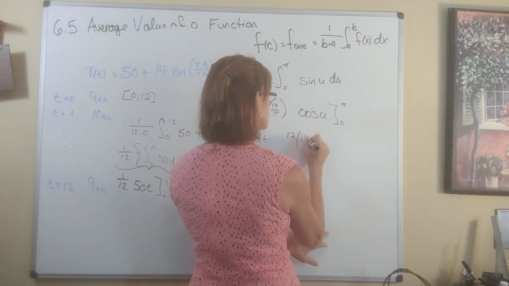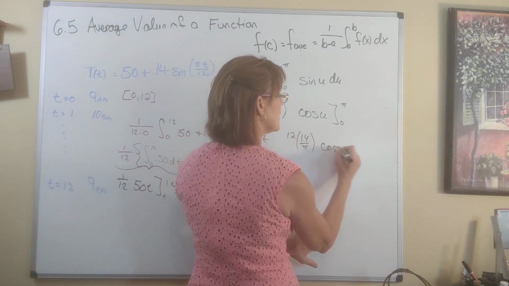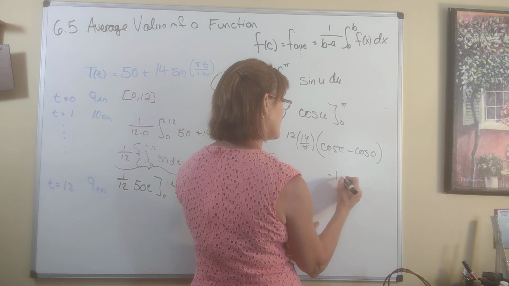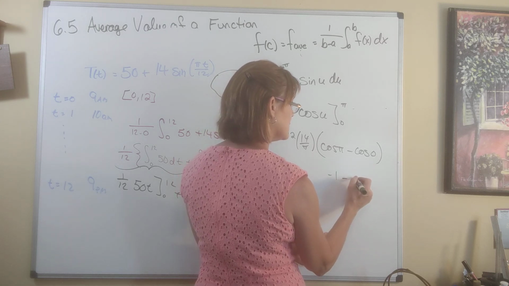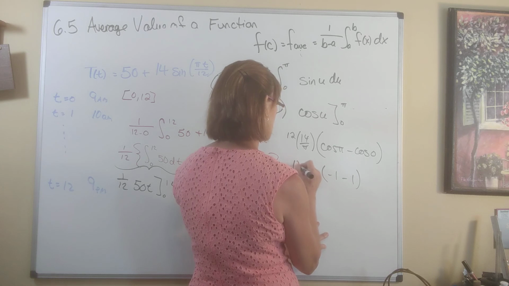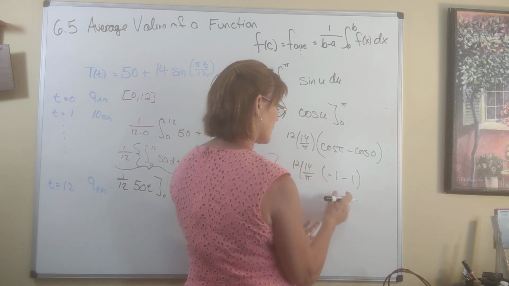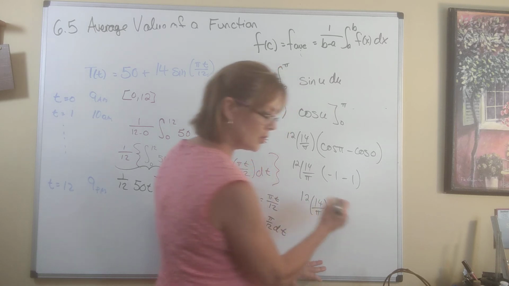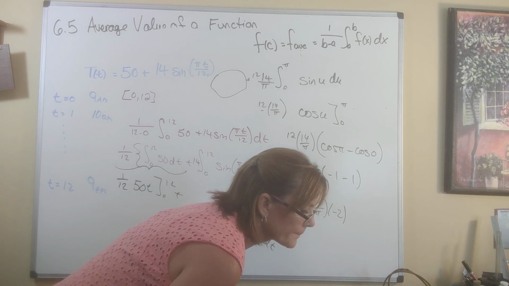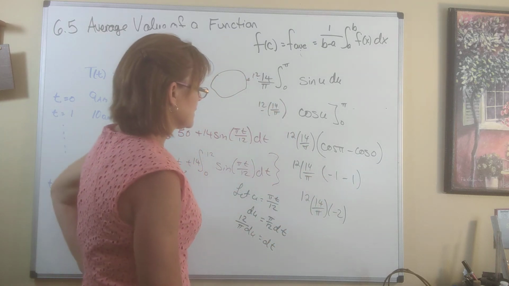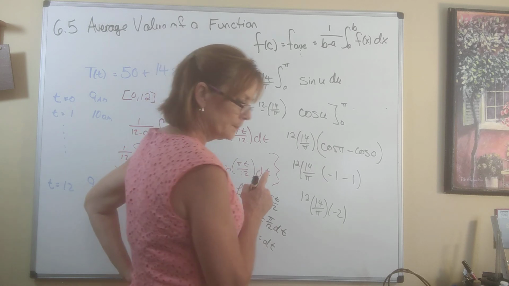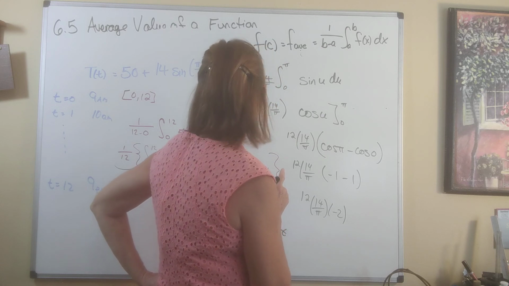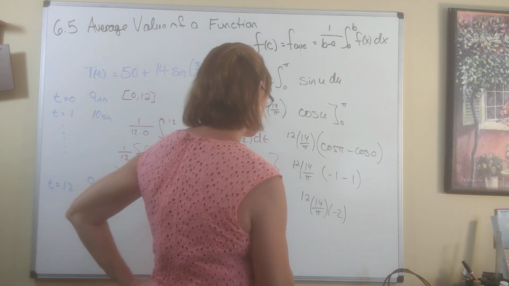Negative 12 times 14 over pi, the cosine of pi minus the cosine of 0. All right, the cosine of pi is negative 1, minus the cosine of 0 is minus 1. So this is 12 times 14 over pi times a negative 2. Somehow I think I'm supposed to get a positive 2 there. Let me see what I did wrong here. 14 over pi, 1 over 12. Oh, I haven't distributed my 1 over 12 yet.